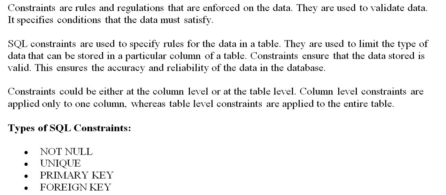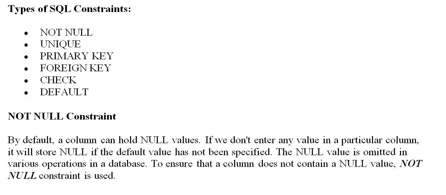A constraint could be either at column level or at table level. Column level in the sense applicable to only one column. Table level constraints are applied to the entire table. So we have different types of SQL constraints: not null, unique, primary key, foreign key, check, and default.